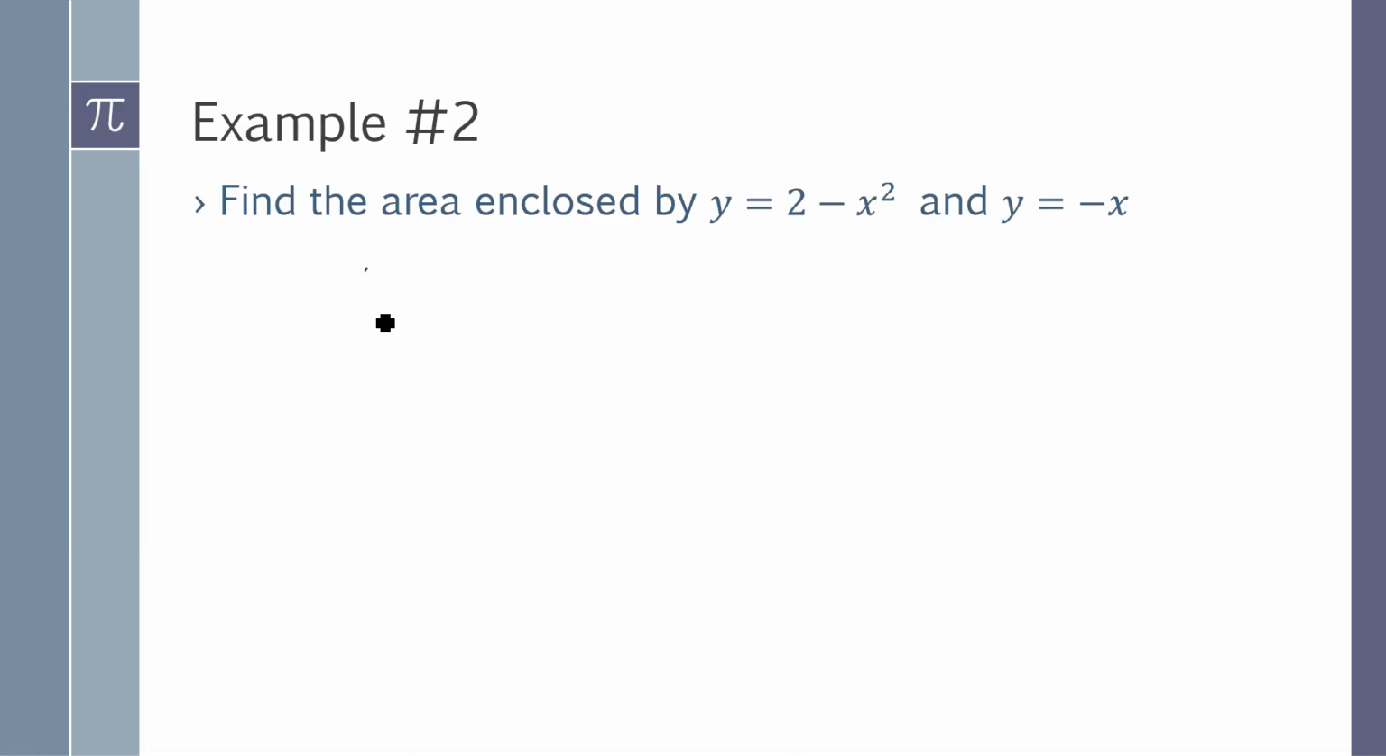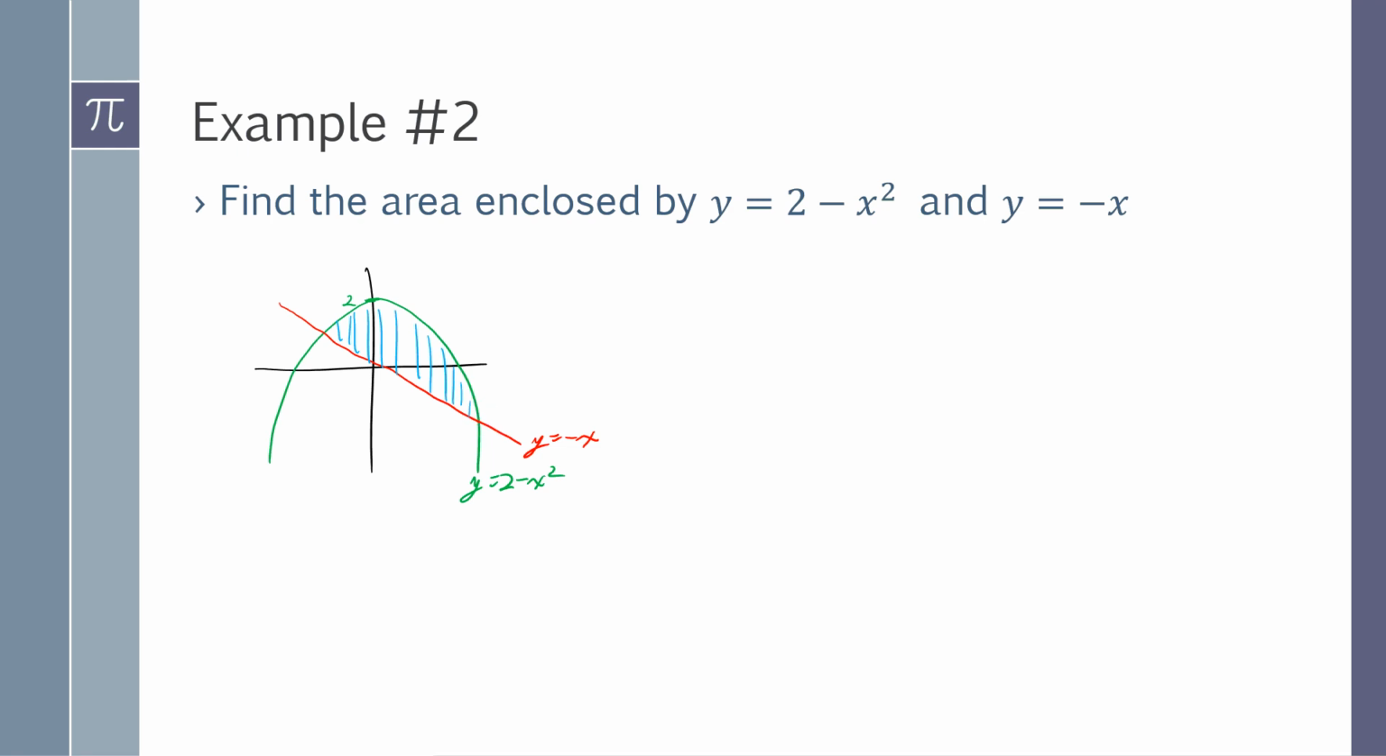So I'm going to start by sketching a graph. So my x and y axes. 2 minus x squared is a parabola opening down with a vertex at 0, 2. So this is y equals 2 minus x squared. And then y equals negative x is a line with a slope of negative 1 passing through the origin. So that means I can now see that here is the region I want to find the area of.